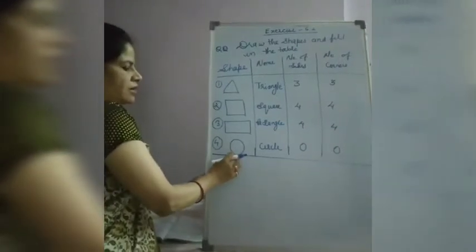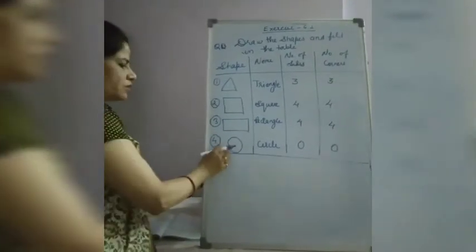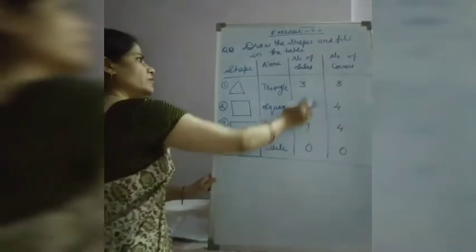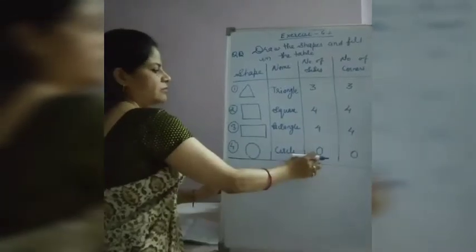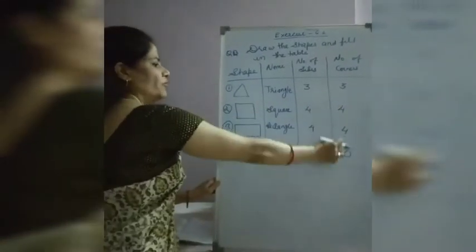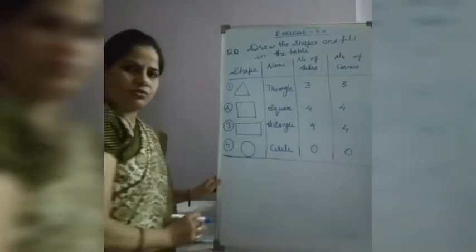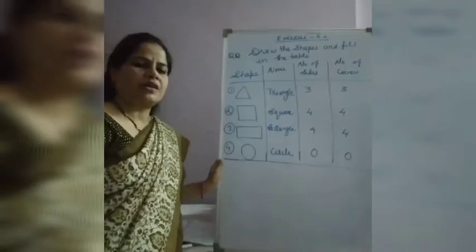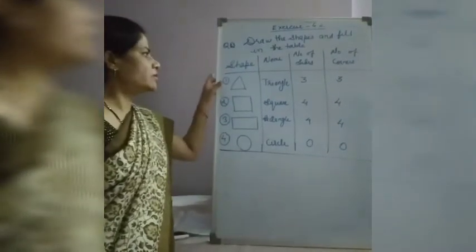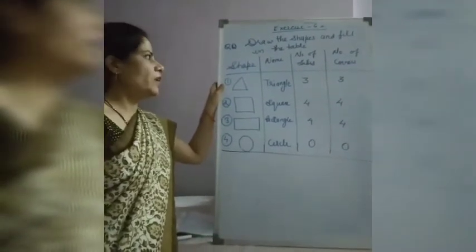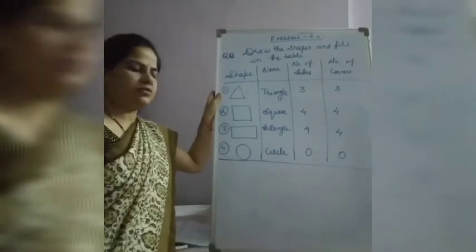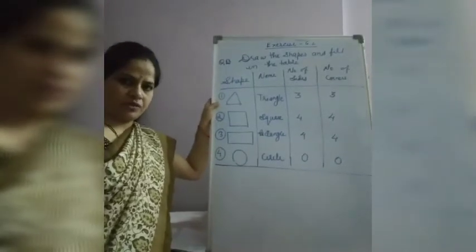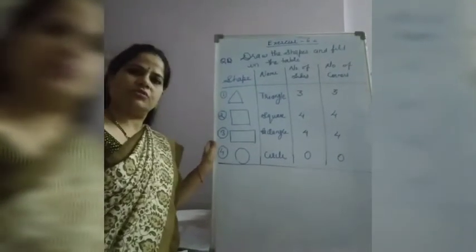This is the circle and by the definition of circle, a circle has no sides and no corners. So number of sides in circle 0 and number of corners in circle 0. So the answer will be 0 and 0. Now this way you have to see the shape and then you have to recognize how many sides and how many corners in the particular shape. Okay, so this way you have to do this question.